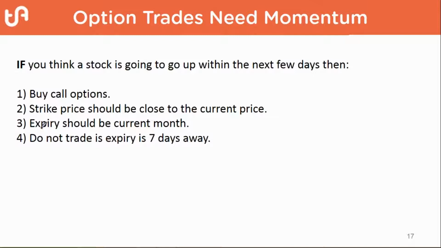These are two rules. Third rule is expiry should be current month, which means when you are trading in January, your expiry should be in January. All right. So let's say the expiry is on 24th. So on 22nd, you don't take the trade, not for Jan, but you can take for the next month. That's okay. You do not take a trade where expiry is 7 days away. Expiry should be the current month. All right. So these are the few rules that you have to keep in mind.